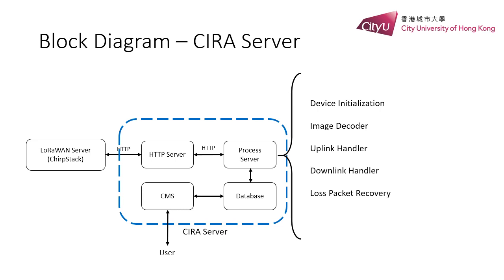Then the CIRA server will manage the system and communicate with the CIRA node through the LoRaWAN server. Its main tasks are performing the device initialization, decode the image based on the CIRA protocol, handle the uplinks and downlinks, arrange resend of the lost packets, and reconstruct the image.